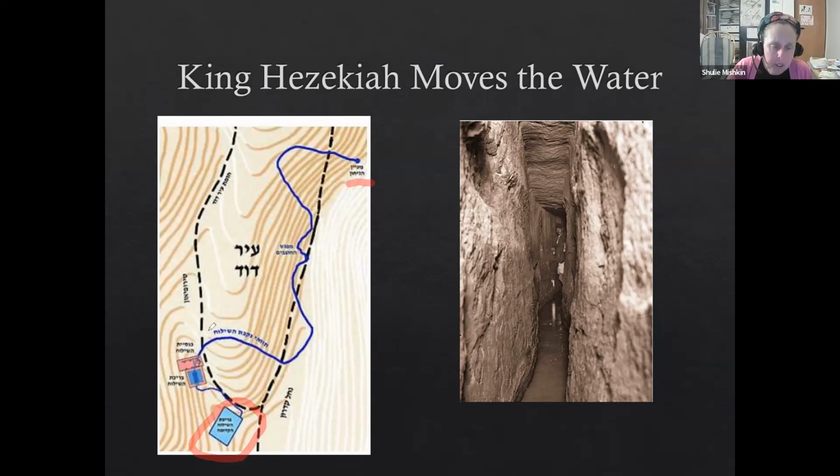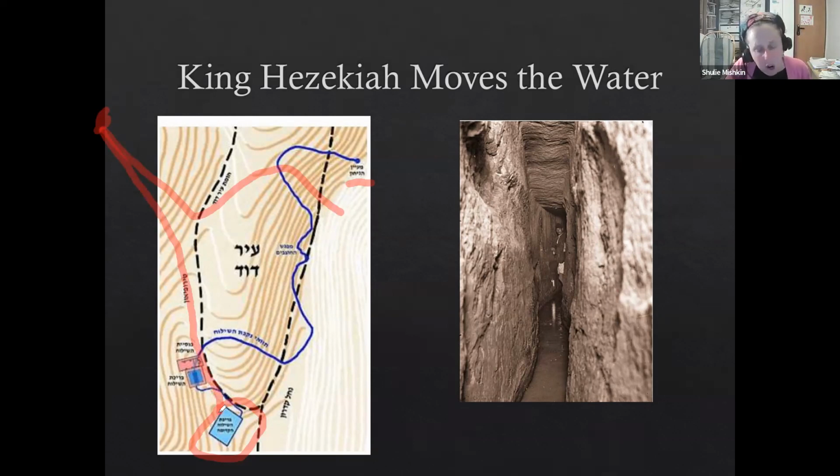The other reason is that by this point, the city has expanded. There's a whole population living over here on the western hill. For them to go all the way down and all the way up and all the way down again to get their water, that's a big pain. So he can't make the water go uphill, all right? Nobody can do that at this stage of history, but he can make a quicker route to the water. So King Hezekiah changes this.